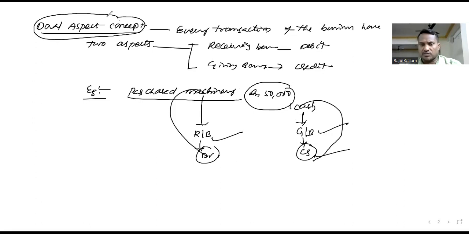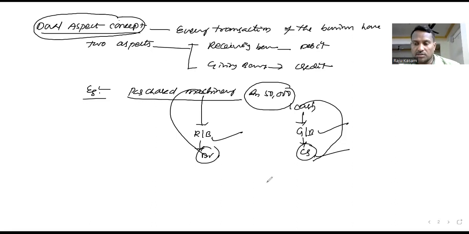So this is the dual aspect concept. Every transaction, as we take only one example here. We have a number of transactions that are part of the business, and every transaction has a receiving benefit and a giving benefit. The receiving benefit is called the debit and the giving benefit is called the credit. That is about the dual aspect concept.